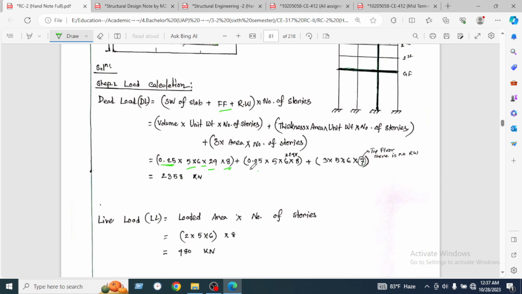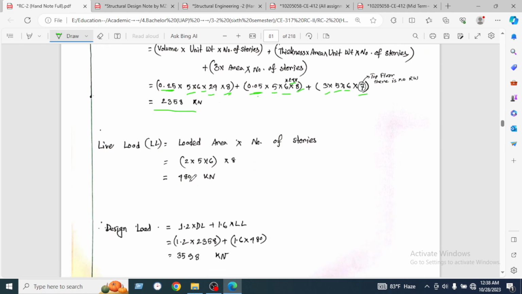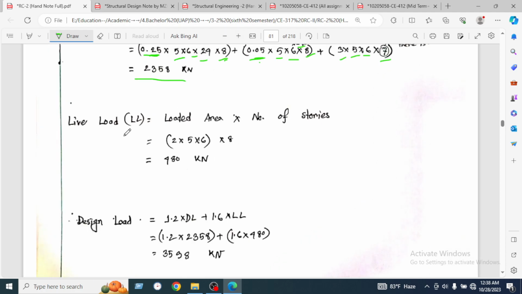For floor finishing, the thickness of floor finishing is 0.05 meter, and 5 into 6 into tributary length, 24 the unit weight, and 80 the number of stories. In the same way, for partition wall, 3 kilonewton per meter square is taken from ACI 318 or ASCE 7-05, 5 into 6 into tributary length, and 7 into number of stories. So we have found the dead load 2358 kilonewton.